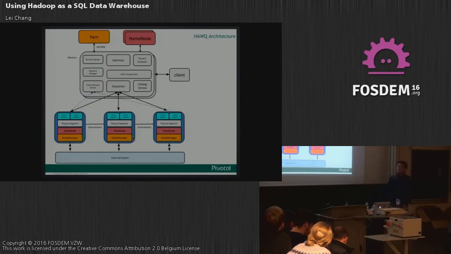This slide shows the Hawk high level architecture. You can see that the top side shows the components in the master node.